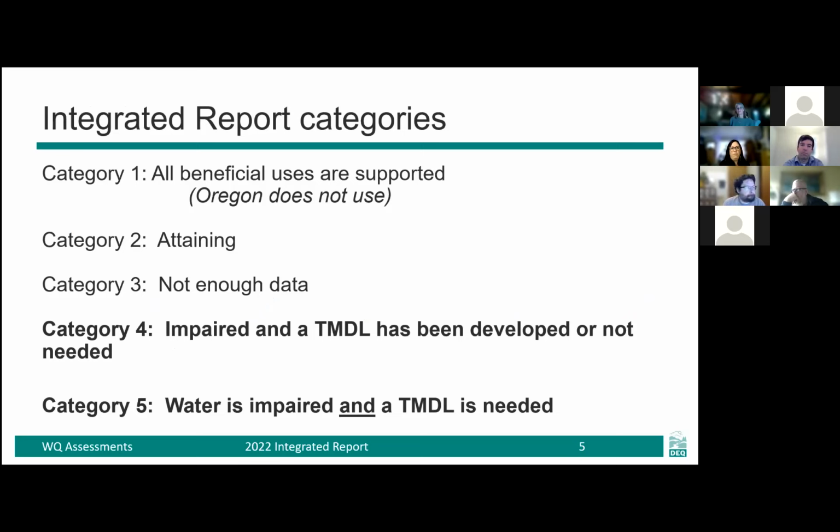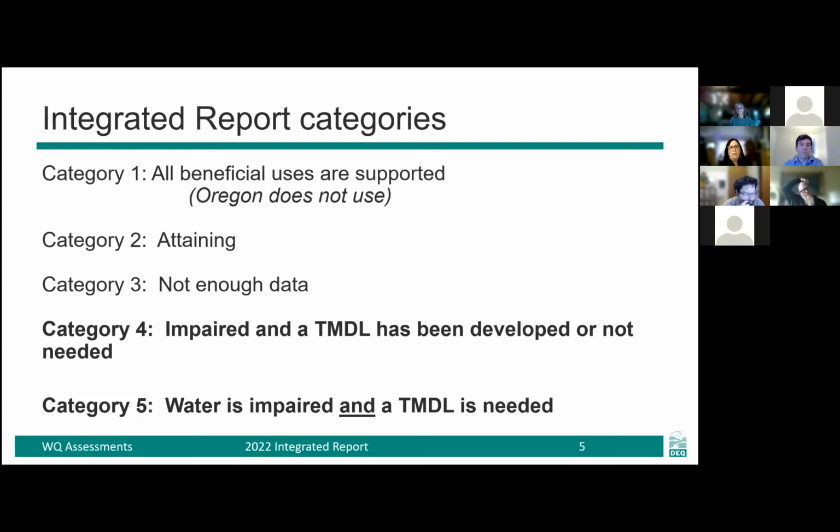So just a quick review on the integrated report categories. In this process, EPA defines 5 categories for states to place waters into. Category 1 is defined as waters meeting all beneficial uses. Oregon doesn't use this category because it's fairly rare that we will have enough data to assess against all our designated uses for a particular water.